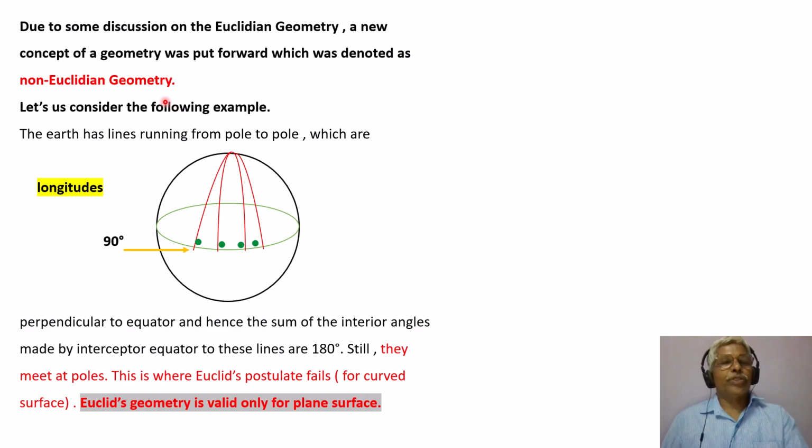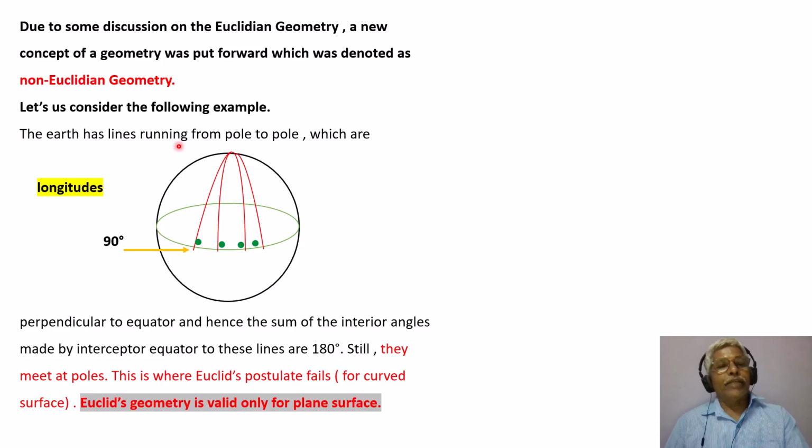Now go through this. Due to some discussion on Euclidean geometry, a new concept of geometry was put forward, which was denoted as non-Euclidean geometry. Now there is an example here, a very simple example. Go through this. Let us consider the following example.